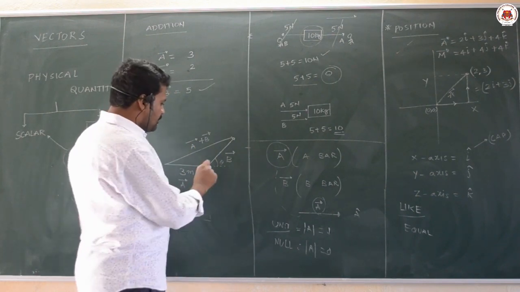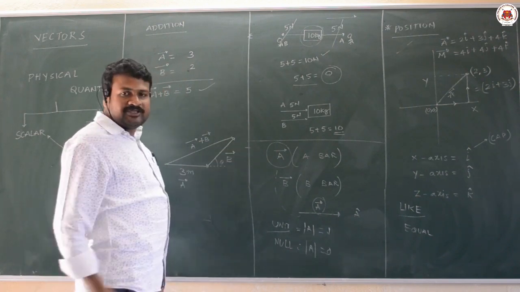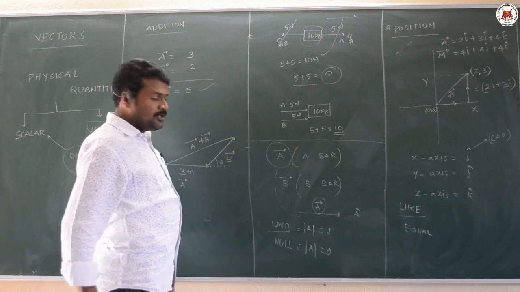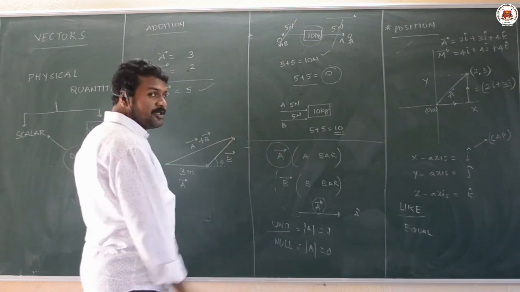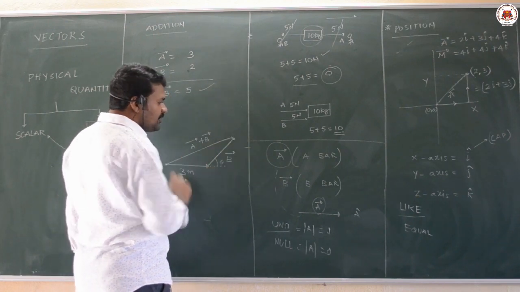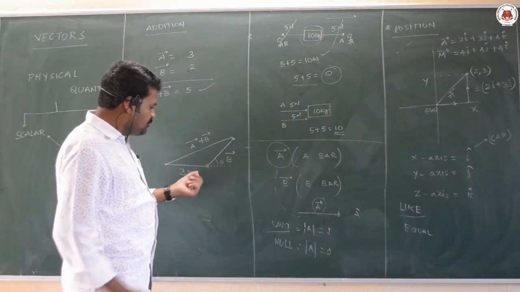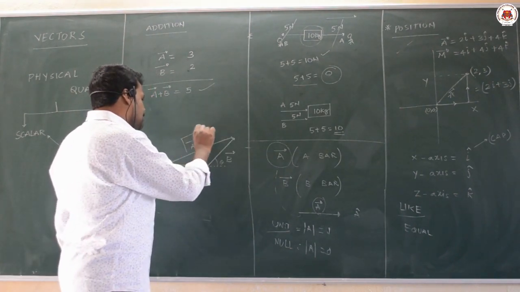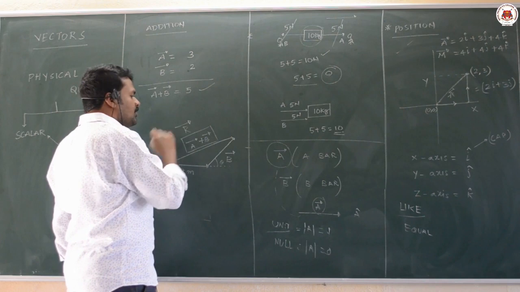So if you know the angle between A and B, you first draw A bar, next draw B bar, such that B bar is oriented at the angle between A and B, and the initial point of B should start from A. Then after drawing, join the initial point of A to the final point of B. Understand very carefully. First draw A, next draw B, such that you start B from where you ended A. Then after drawing two vectors, join the initial point of A to the final point of B. This is going to give the resultant value of A bar plus B bar.